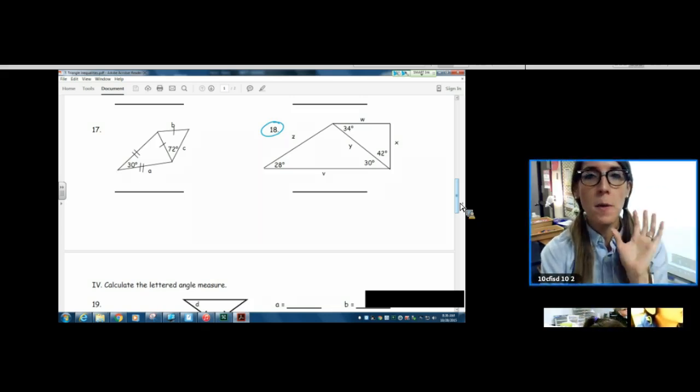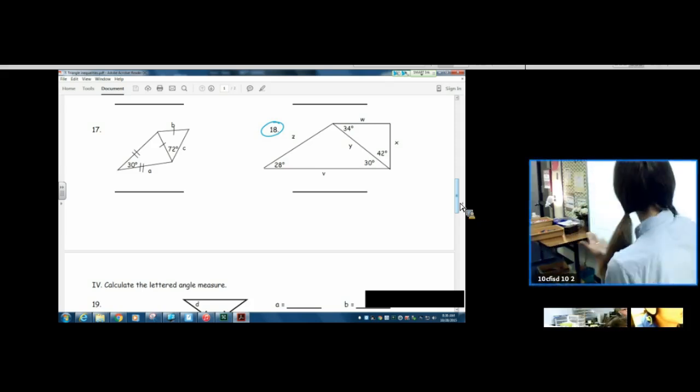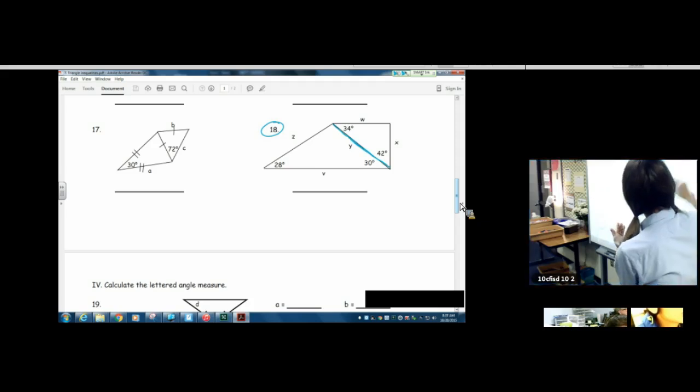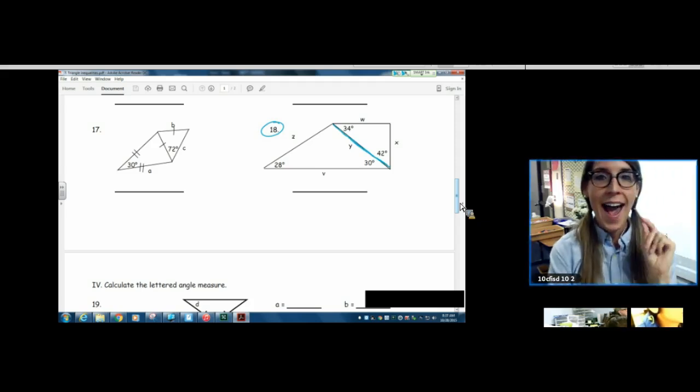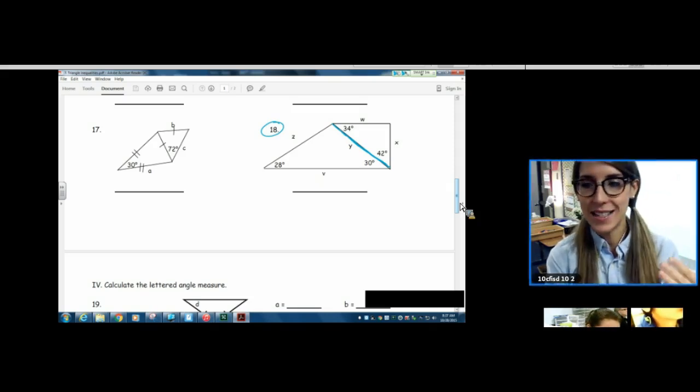Now, the only way that this one works is if you have a shared side. Well, we do. We have a shared side. And that shared side has to be the smallest side of one triangle and the largest side of another triangle. If it isn't, then we wouldn't be able to answer this question at all. But we made sure to design the questions to where they work this way.